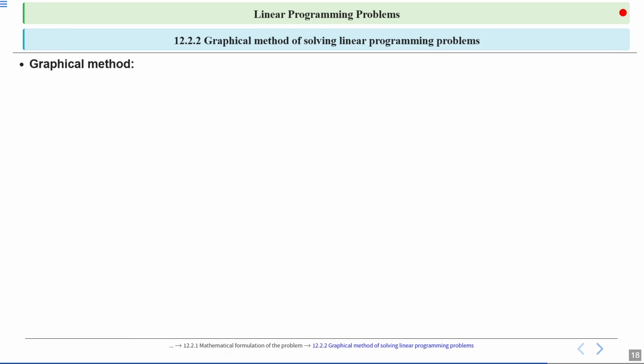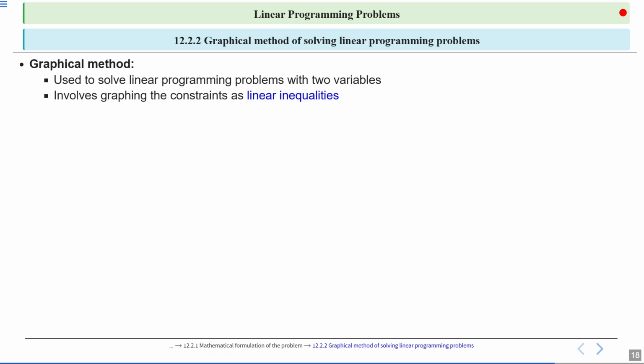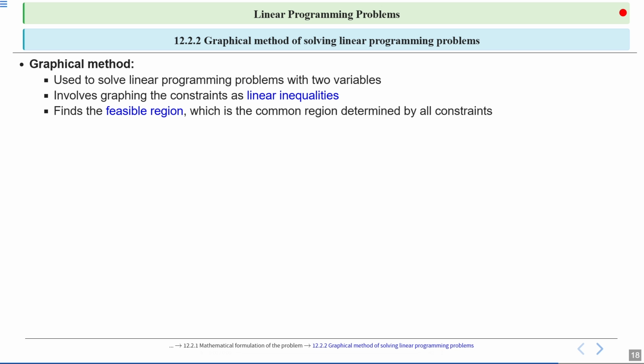Now we will discuss the graphical method. So how to solve a linear programming problem by the graphical method, that we will discuss now. So this method is used to solve linear programming problems that have two variables. Okay, and it involves graphing the constraints as linear inequalities, and we find the feasible region, which is the common region determined by all constraints.